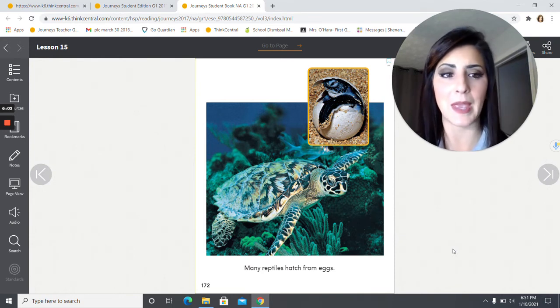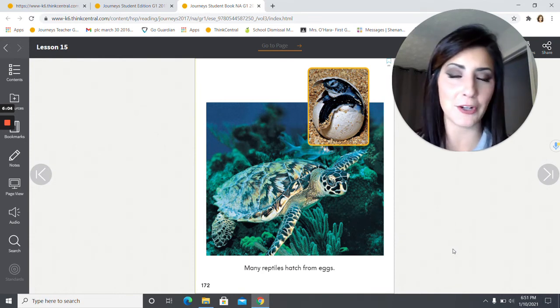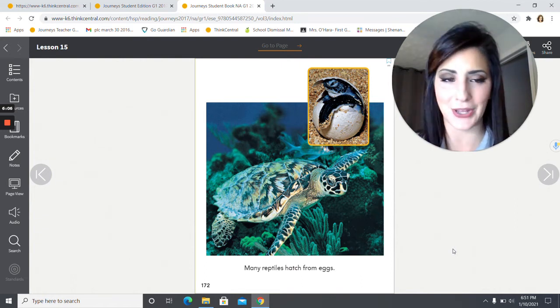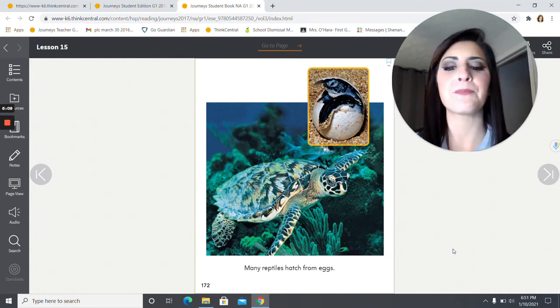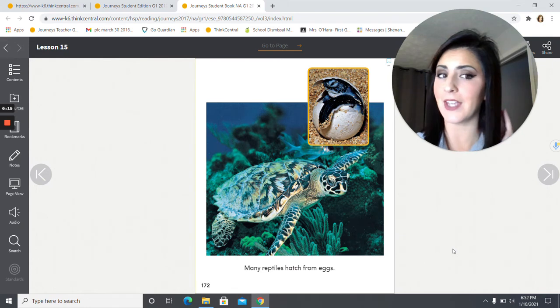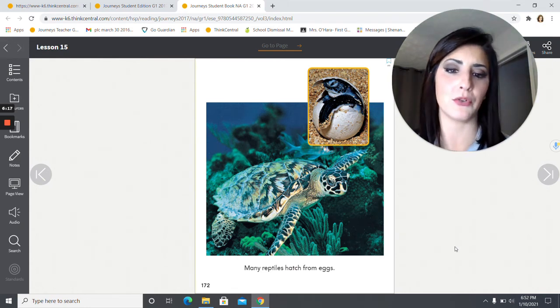Many reptiles hatch from eggs, and that's something that makes them different from mammals. Mammals have live babies. We do not hatch. Little baby girls and boys do not hatch out of eggs, okay? Reptiles hatch out of eggs, and fish also hatch out of eggs, and then we also have birds that hatch out of eggs. So that's something that all three of those animal groups have in common.